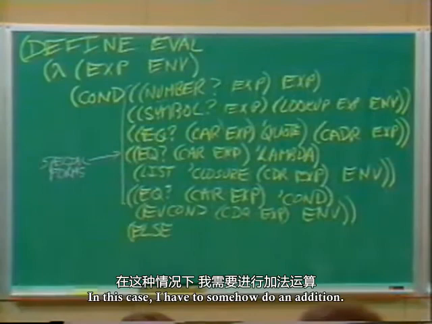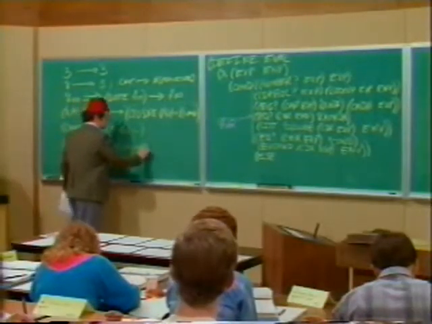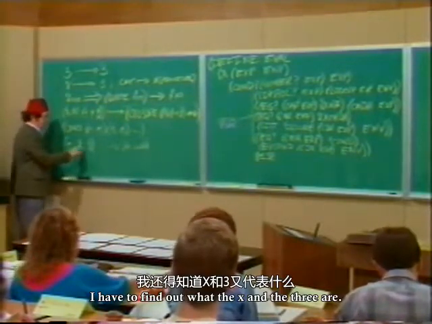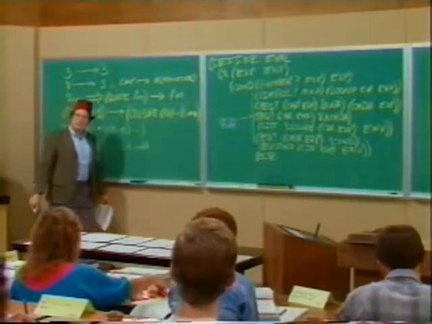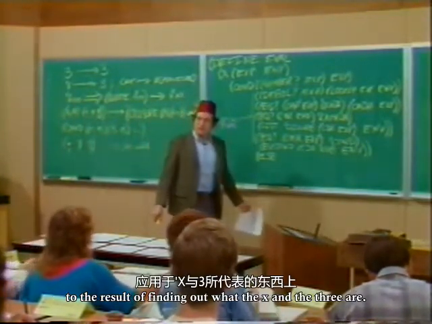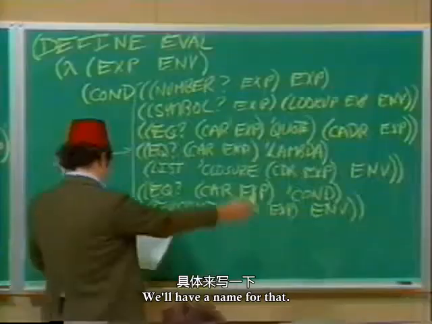In this case, I have to somehow do an addition. Well, I have to find out what the plus is, and I have to find out what the x and the 3 are. And then I have to apply the result of finding out what the plus is to the result of finding out what the x and the 3 are. Okay, we'll have a name for that.